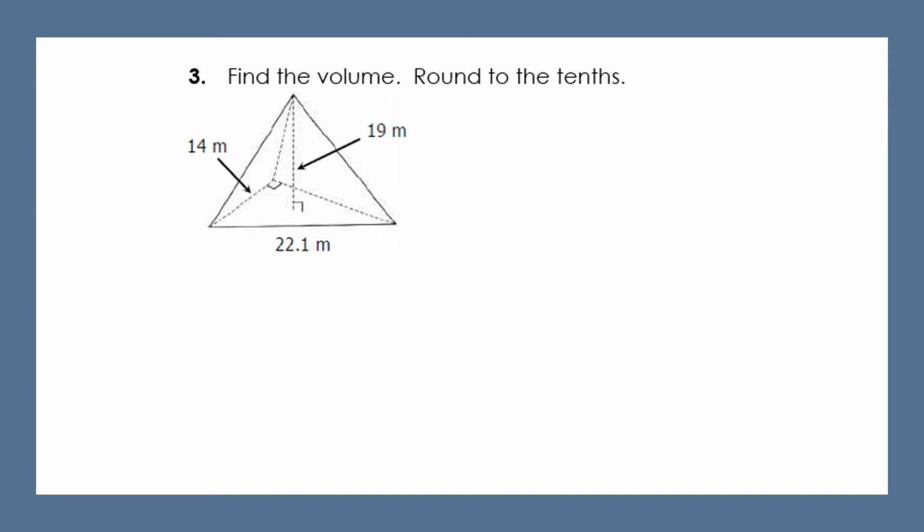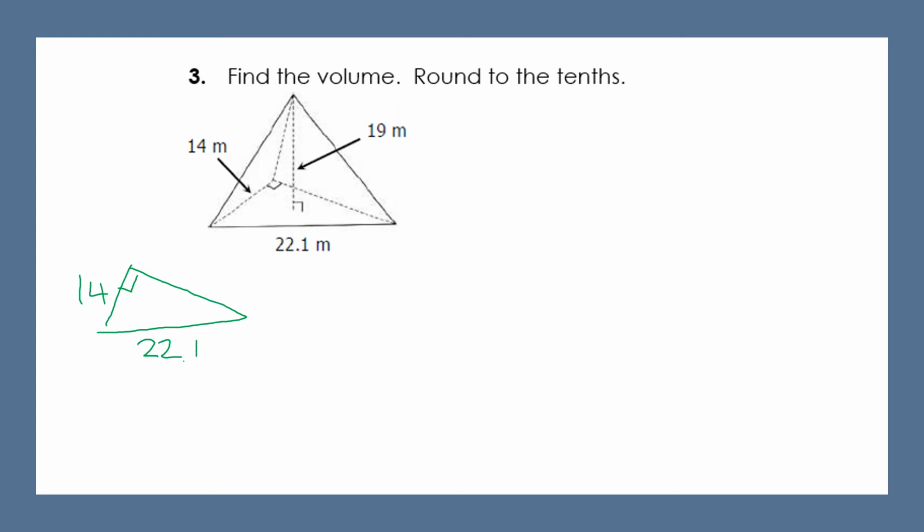All right, on example 3, we have another triangular pyramid because our base is a triangle. So I'm going to start by drawing that base out. Notice we've got a right angle in that back corner. We have that this side is 14 and the hypotenuse is 22.1.